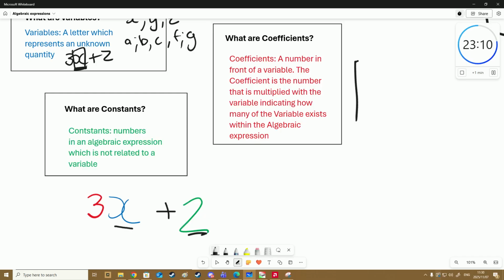So, hopefully you have gone to the shopping mall or to a supermarket with a parent or guardian or brother or sister, and you got a shopping list. So it might have looked something like this.